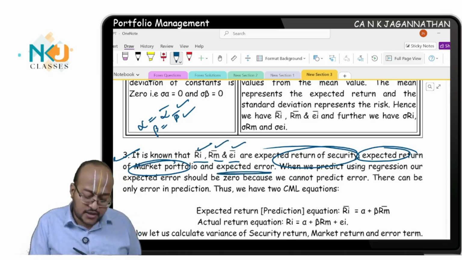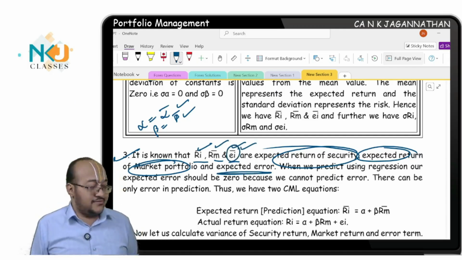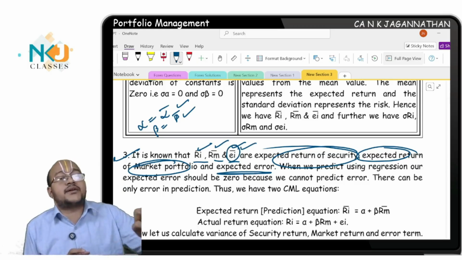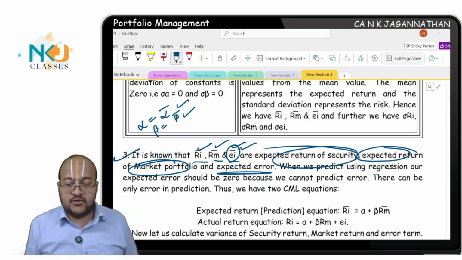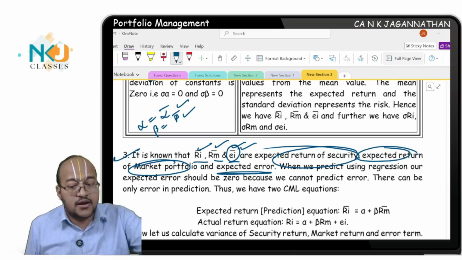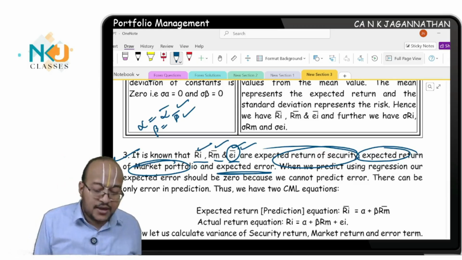Are you all understanding? Here the Ei bar, you tell me whether there is something called expected error? No. We cannot expect error. Are you listening to what I am trying to say? Your expectation might have some error, which means while predicting there might be some error, but error should not be expected.